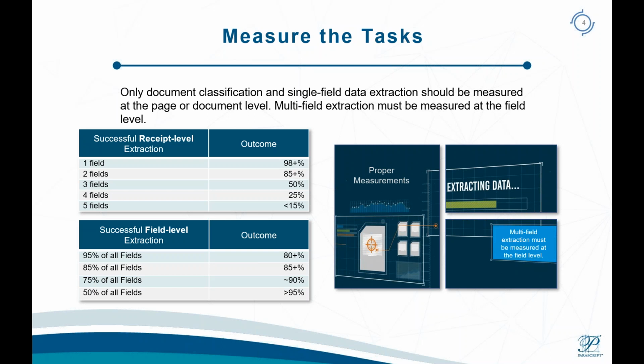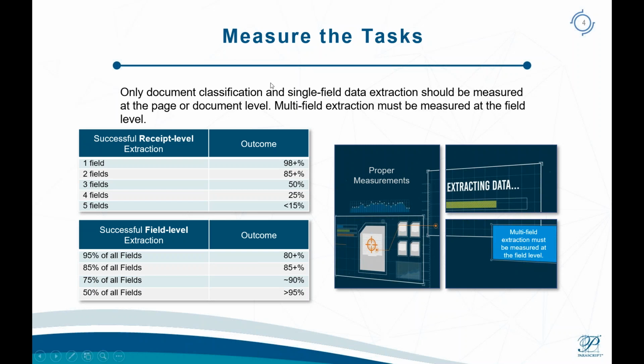Let's say we've got our tasks, what we want to do. We've got 5 fields on a receipt that we want to be able to extract. And let's look at it from 2 different measurements. One is at the receipt level. So how many of those receipts can be successful, have all the fields processed? And then we'll look at it from a field level or a task-based type of thing.